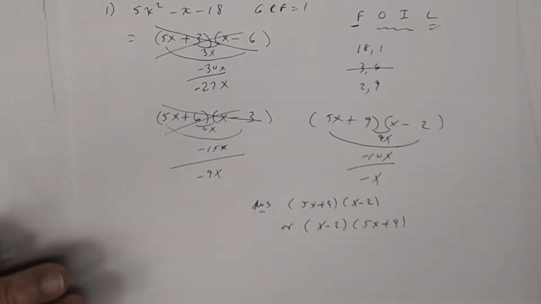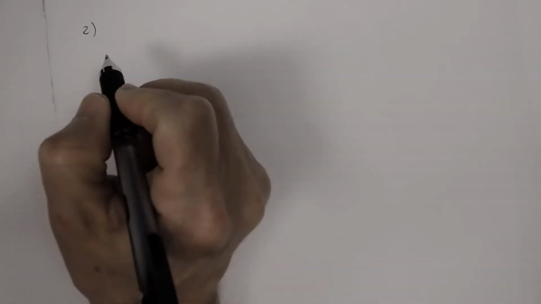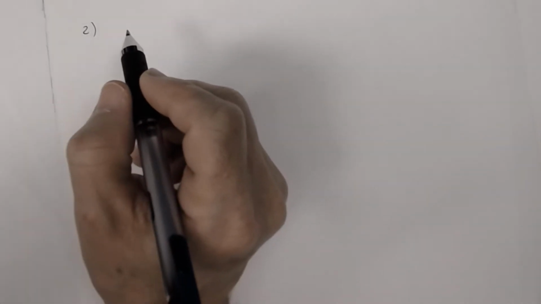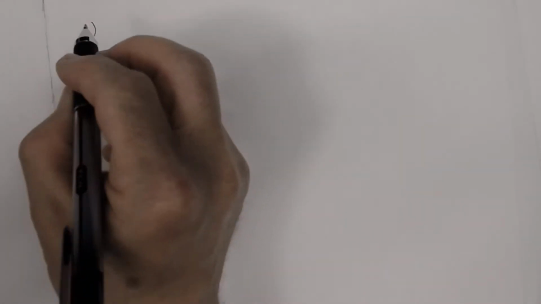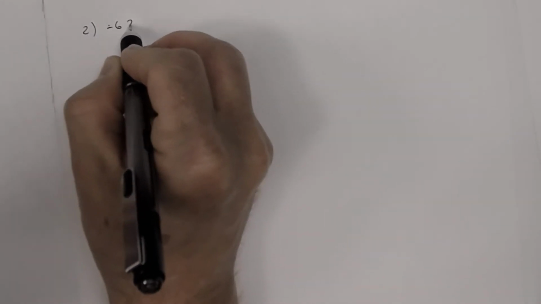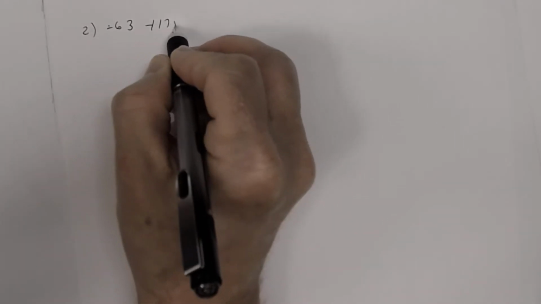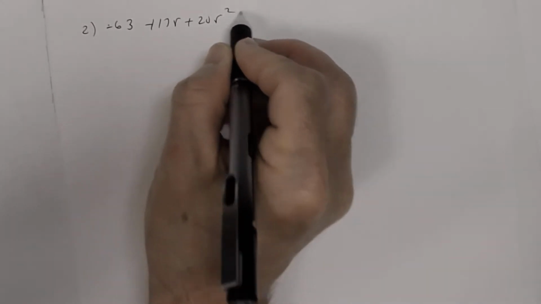Let's look at number 2. Let's suppose we had this: negative 63 plus 17r plus 20r squared. Negative 63 plus 17r plus 20r squared. All right, so what do you think you may want to do first?